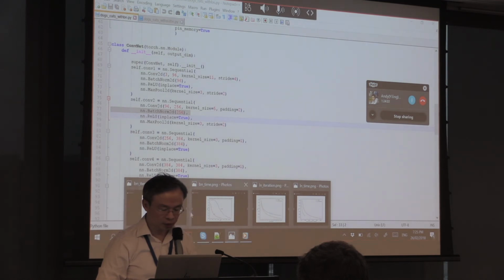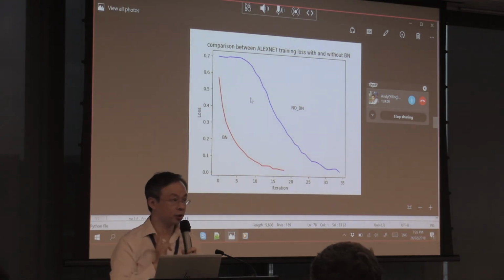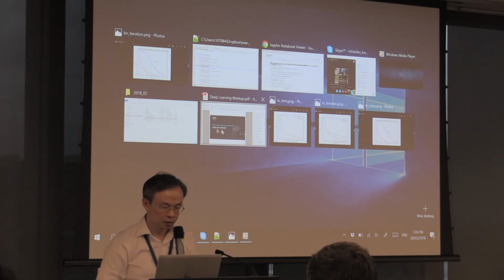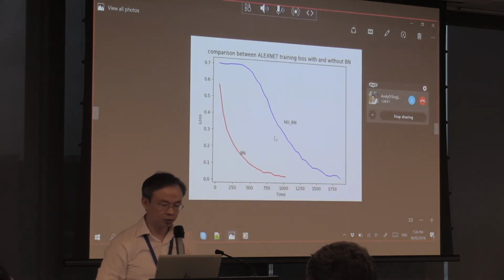So we have done some experiment with batch normalization. This is how quick it is. We just trained the LeNet with only two epochs. Okay, and you can see with no batch normalization, it's much, much slower than if you're using one. And this is in terms of time as well. So, you know, it's more or less the same.